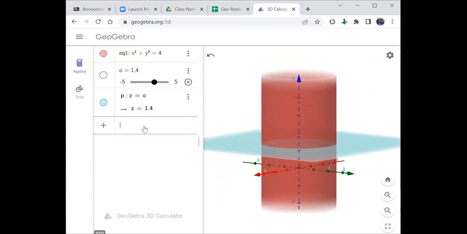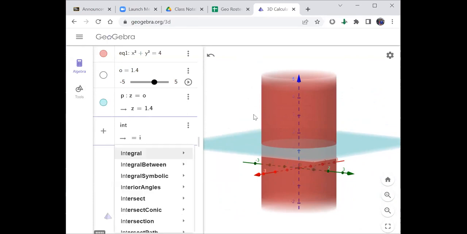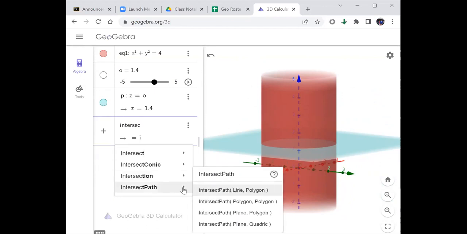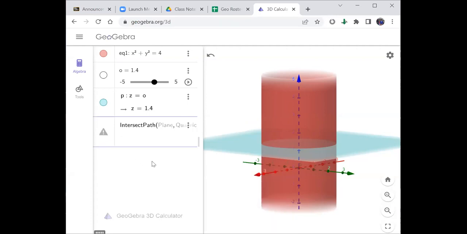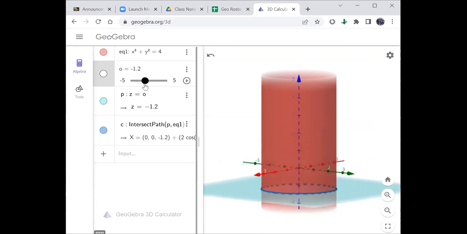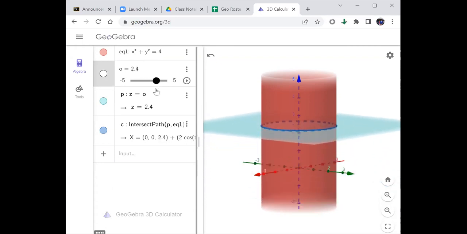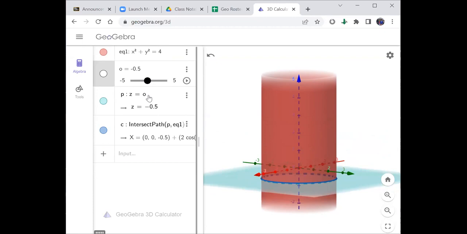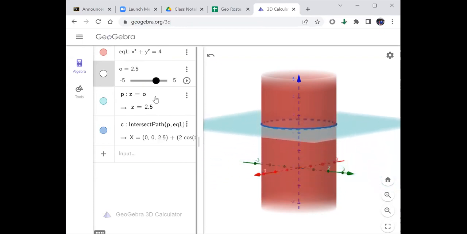Let me see if I can do the intersection and make it pop. They changed the functionality a little bit here, but plane, quadric 0, so P and EQ1. Yeah, there we go. All right, I do remember some things apparently. So yeah, that blue dashed curve would be the boundaries of the cross section.